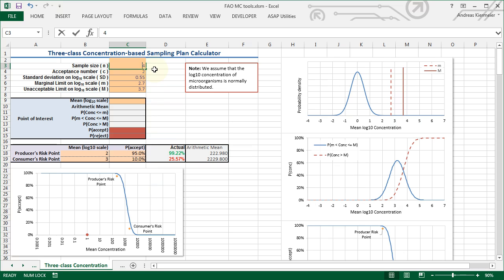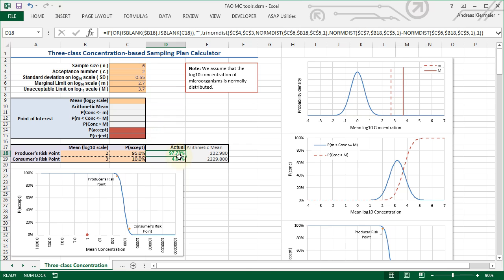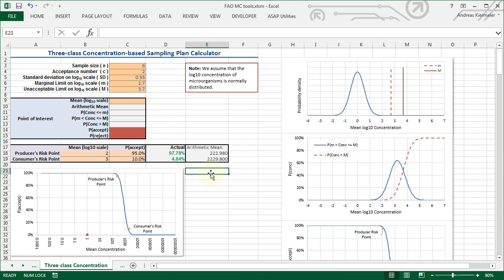We have to increase the sample size from 4 to 5, and by the time we have a sample size of 6 and acceptance number of 2, both of these risk points are met. The actual probabilities are now shown in green, and we have found a sampling plan that meets these risk points.